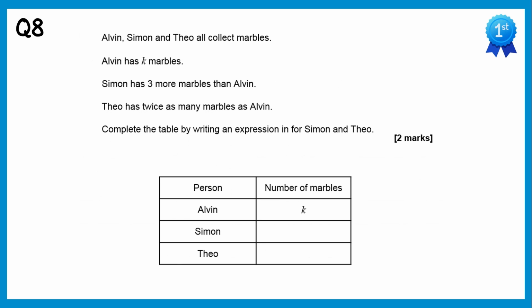For this question we're told that Alvin has K marbles, but we're told Simon has 3 more marbles than Alvin. So if Simon has 3 more, it must be K plus 3. Theo, however, has twice as many marbles as Alvin. Since Alvin has K, we need to do 2 times K, which is just 2K.